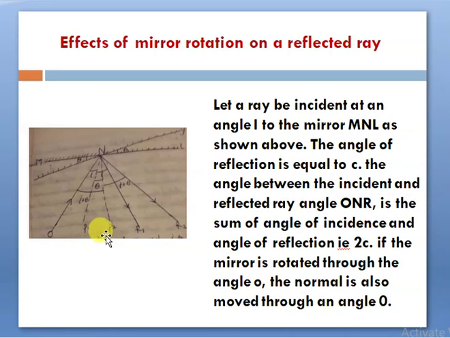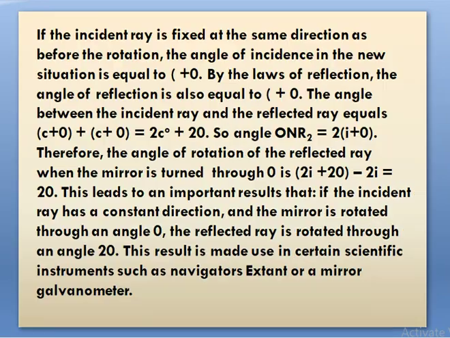Now, what is the rotation of the reflected ray? How far did the reflected ray rotate? That is from there to here. Now, how do we do that? So you find out that by the law of reflection, the angle of reflection is now equal to I plus theta. That is the angle between the incident ray and the reflected ray.